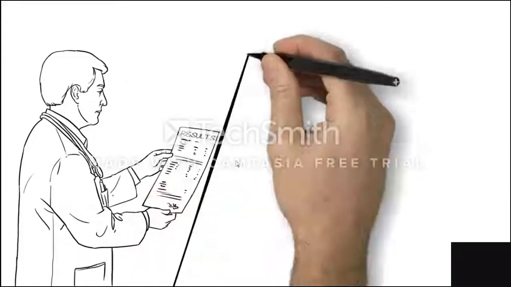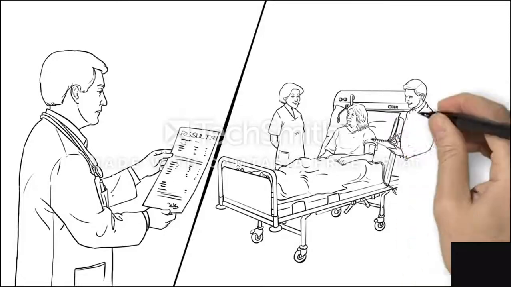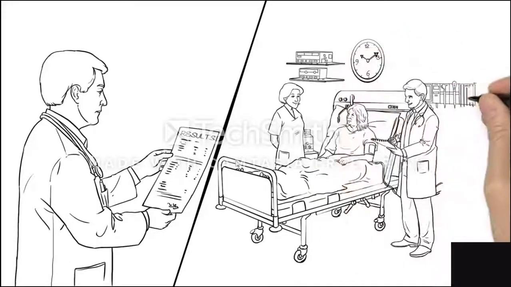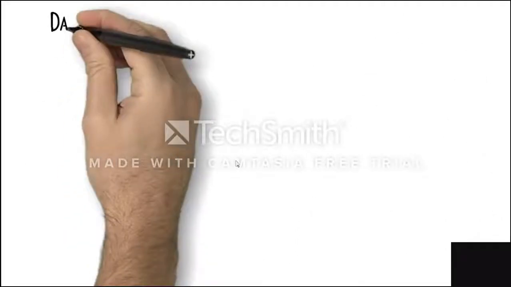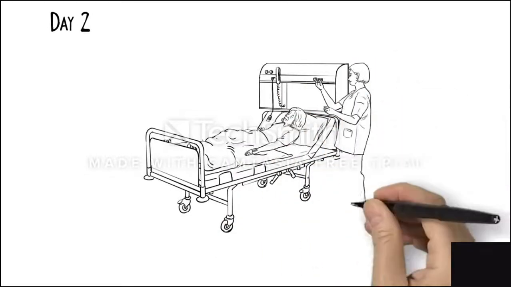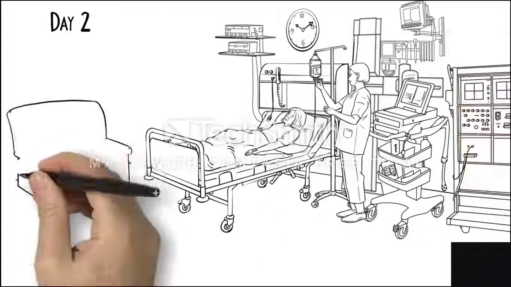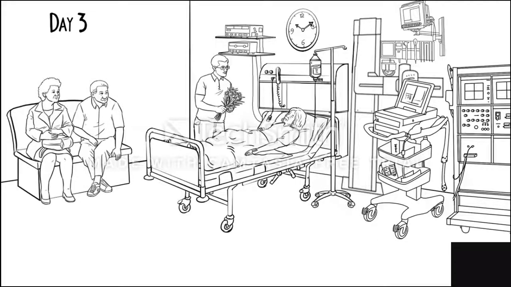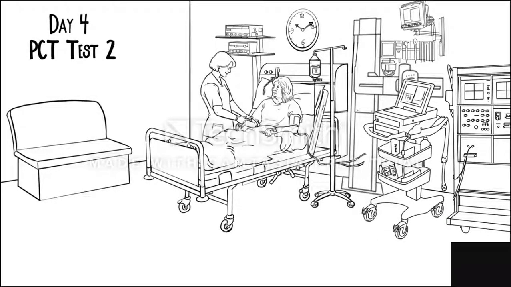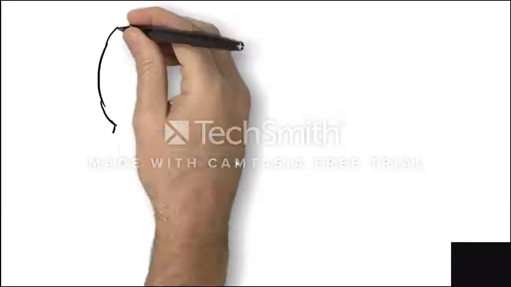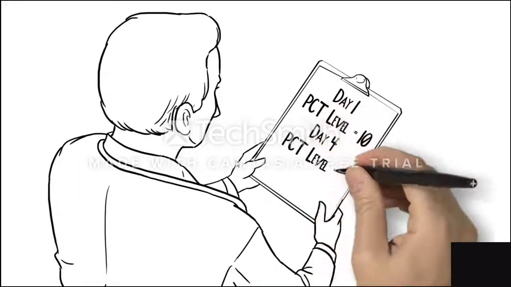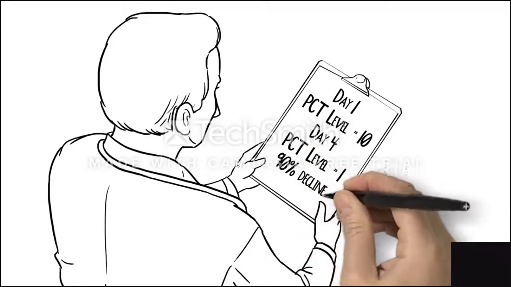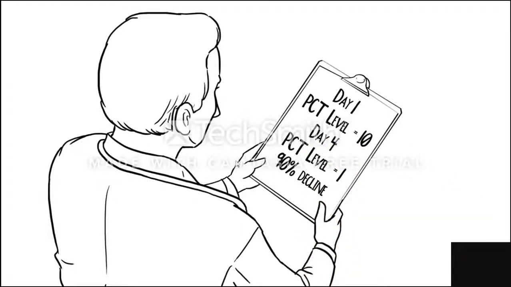PCT levels will confirm a bacterial infection and give the physician early and reliable information to better understand the patient's sepsis state and effectively manage the infection with an appropriate treatment protocol. As the patient receives continued care in the hospital, it is recommended that a second test be administered on day 4 to assess their mortality risk and make appropriate clinical decisions. For example, if the day 0 level was 10 and the day 4 is 1, that is a 90% decline of procalcitonin levels over 4 days.